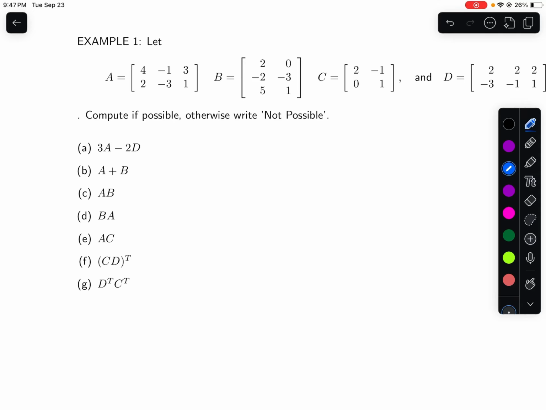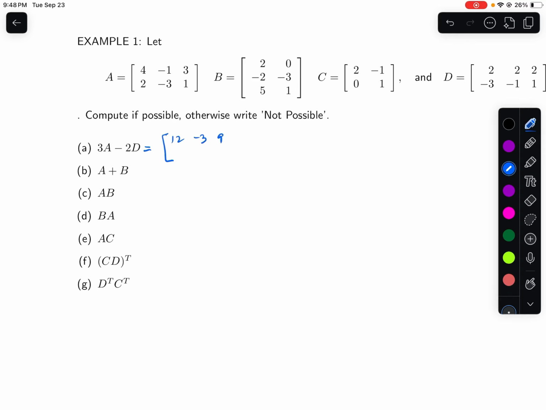Okay, so this is the end of section 2.1, and let's look at some examples here. This is mostly computation. I will do a few and then you should be able to do the rest of them, and I will show the work in the next video.